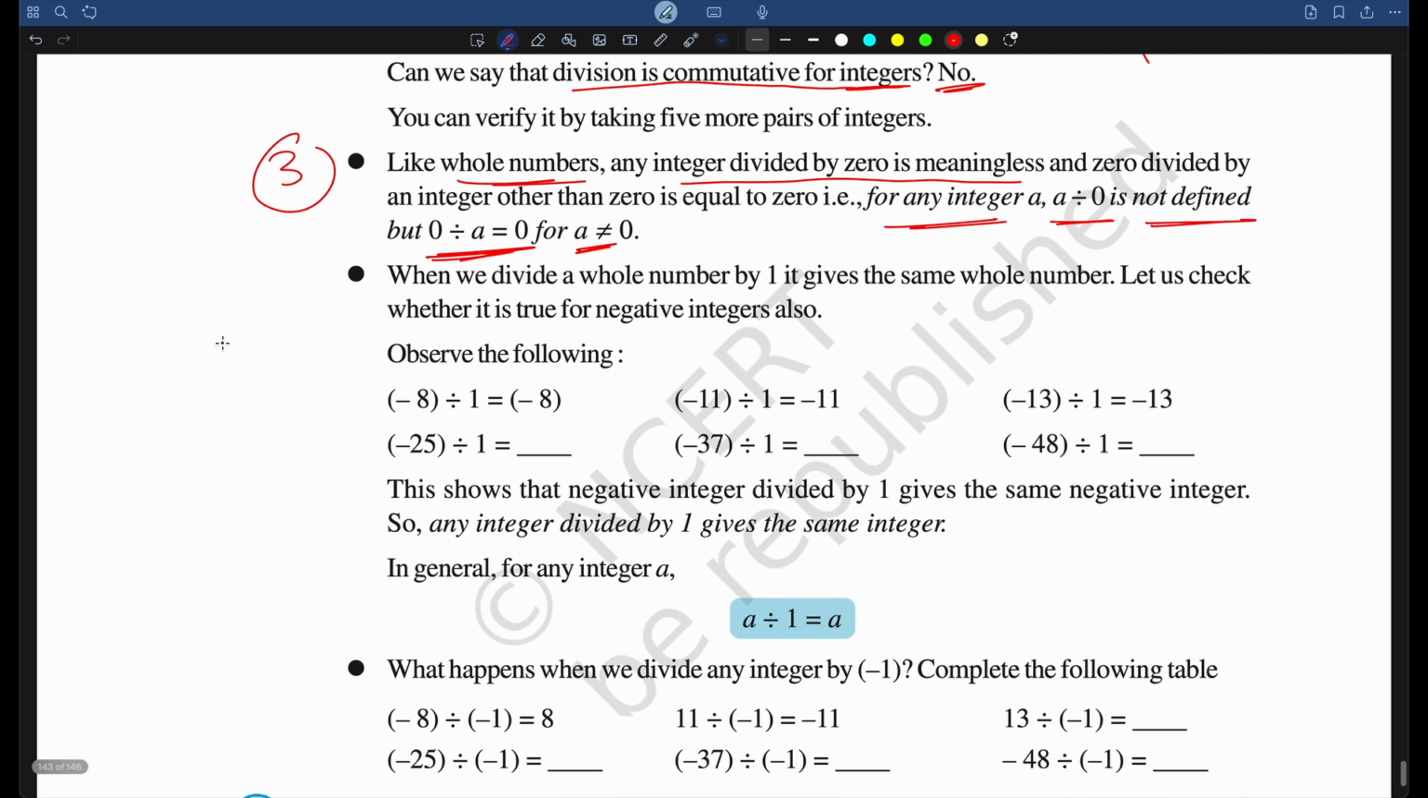Now next property, division by 1. We get the same number back when we divide the number by 1. That is minus 11 back, minus 13 back, we will get minus 37 back, minus 48, and minus 25.